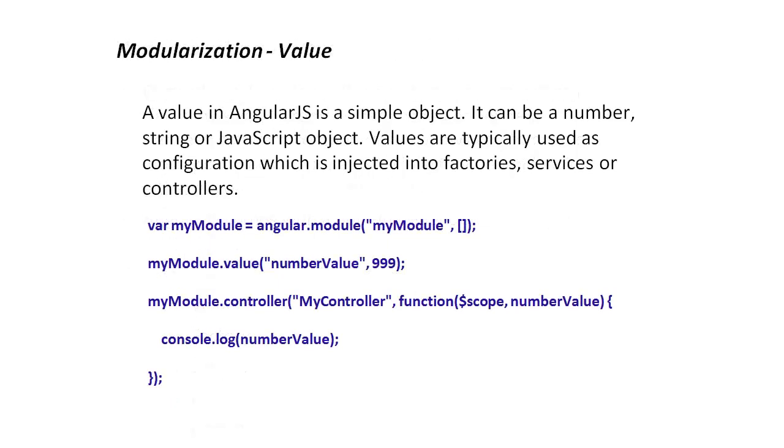Starting with value: a value in AngularJS is a simple object. It can be a number, string or JavaScript object. Values are typically used as configuration which is injected into factories, services or controllers.